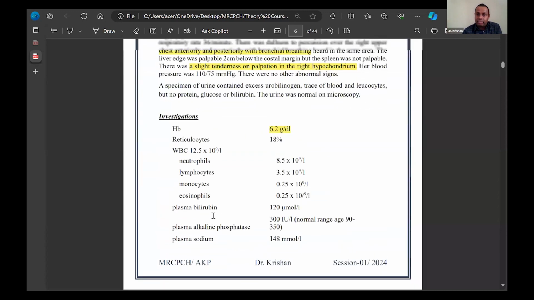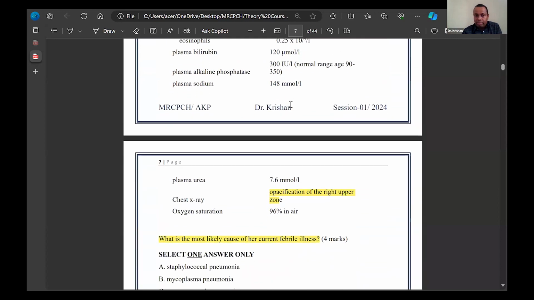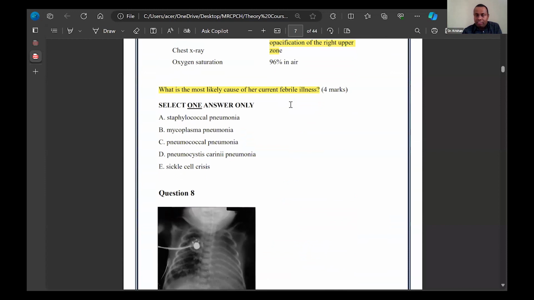But here it clearly says dullness on percussion with bronchial breathing. So this is classic for consolidation or pneumonia, right? So the examiner is testing whether we understood that the child is suffering from lobar pneumonia. When we understood that it is lobar pneumonia, he is now testing a bit of microbiology knowledge in us. What is the commonest organism causing lobar pneumonia is the next question. That is Streptococcus pneumoniae or pneumococcal pneumonia, right? Pneumococcal pneumonia. So this is what causes this kind of pneumonia.